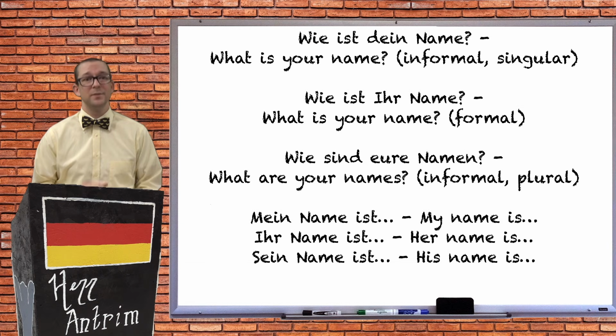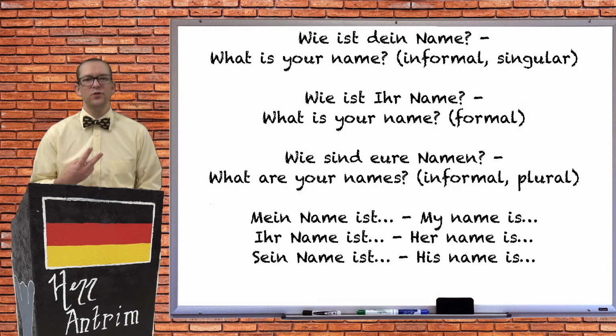Since this version includes a possessive article, you need to be able to change the sentence again based on your audience. Wie ist dein Name? Is the du version. Wie ist ihr Name? Is the sie version. And wie sind eure Namen? Wie sind eure Namen is the ihr version. Keep in mind that the last one is the plural form because it addresses ihr. This is why the verb changes to sind, the possessive article adds an e, eure, and the word Name becomes Namen.